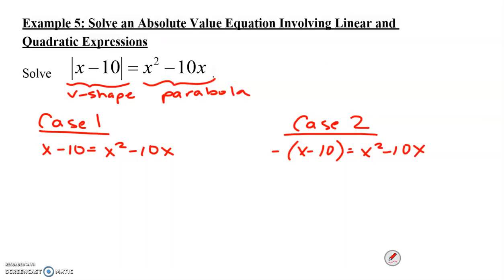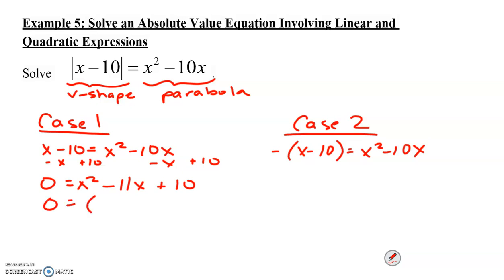So let's start with case 1. We're going to move everything to one side, so I'm going to subtract the x over and add the 10 over. So we'll get 0 equals x squared minus 11x plus 10. This should factor to x minus 10 and x minus 1, which means I end up with 2 options, either x equals 10 or x equals 1.